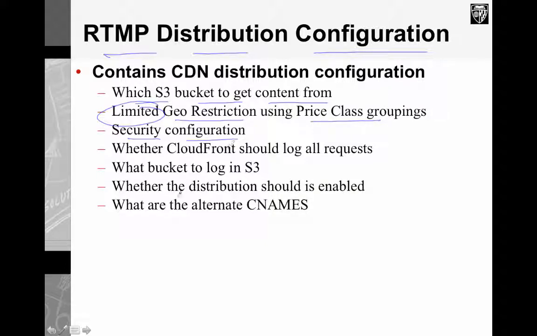Security configuration, you can do that as part of the RTMP distribution, so you can serve private content. You can also specify in the configuration whether CloudFront should log all the requests, and if it should, where it should log in S3, that's the S3 bucket information, and whether the distribution is enabled, in other words, it's working right now or not, and what are all the CNAMEs so that you can have custom domains.